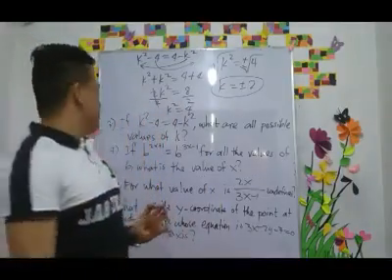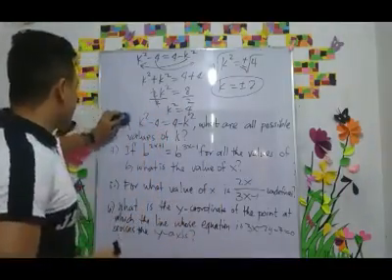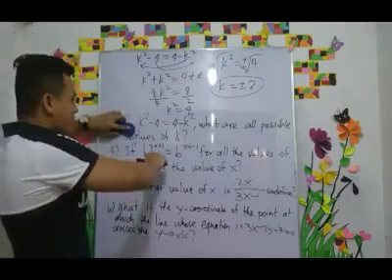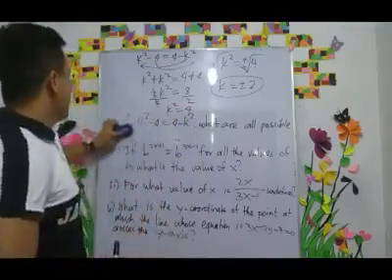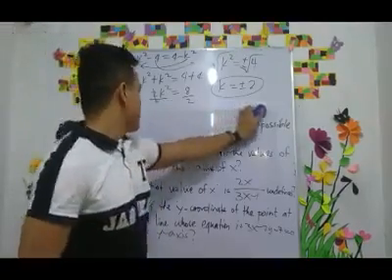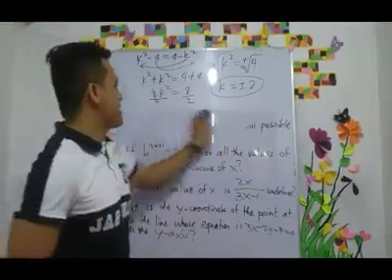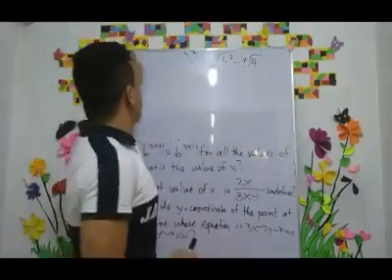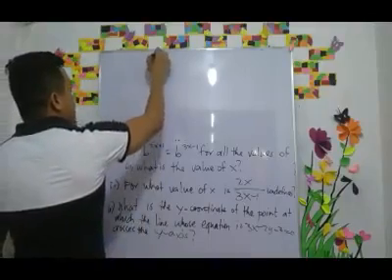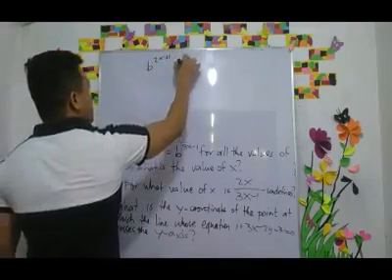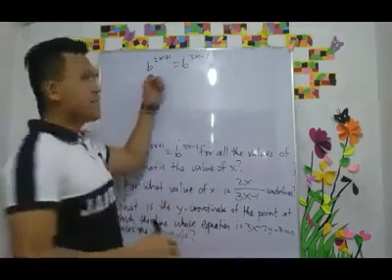Next one. If you have b raised to 2x plus 1 is equal to b raised to 3x minus 1, you'll always have, for all values of b, what is the value of x? Okay? So we have there b to the 2x plus 1 is equal to b to the 3x minus 1.